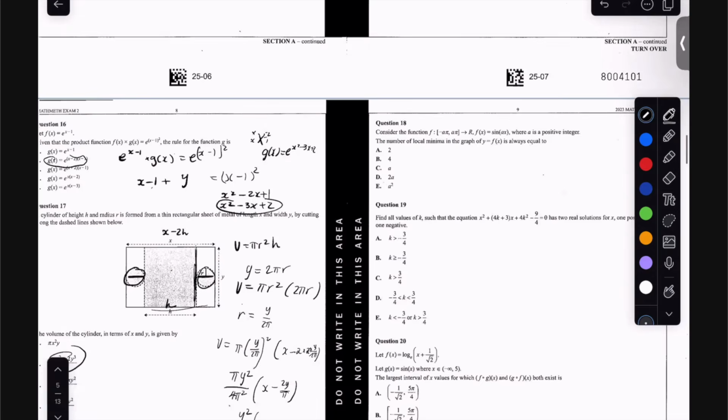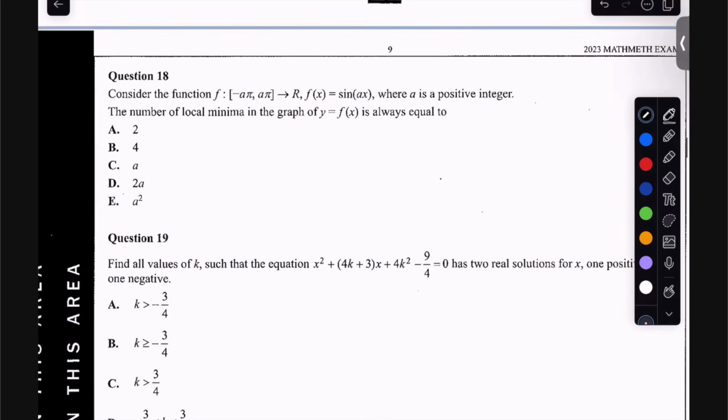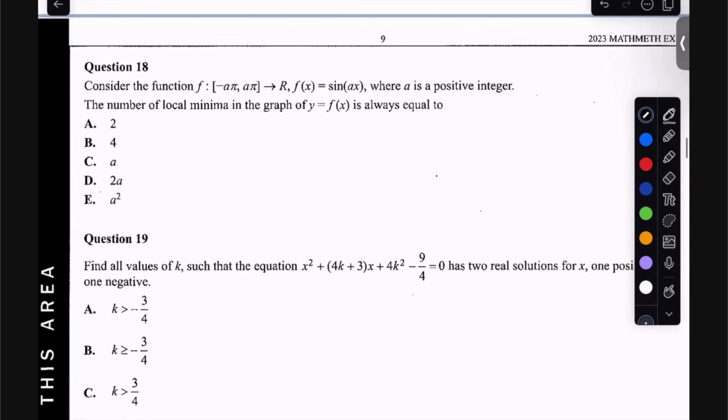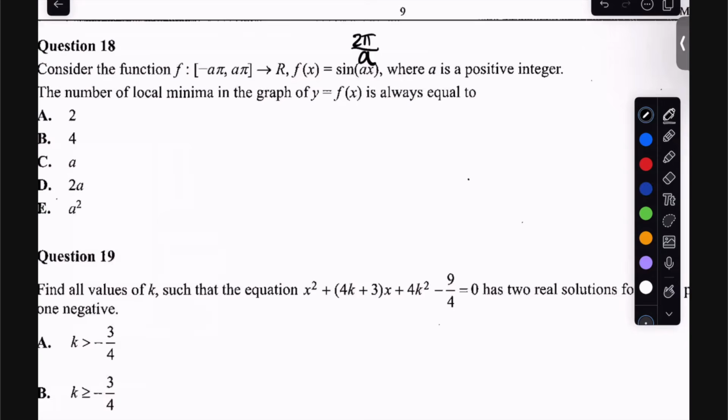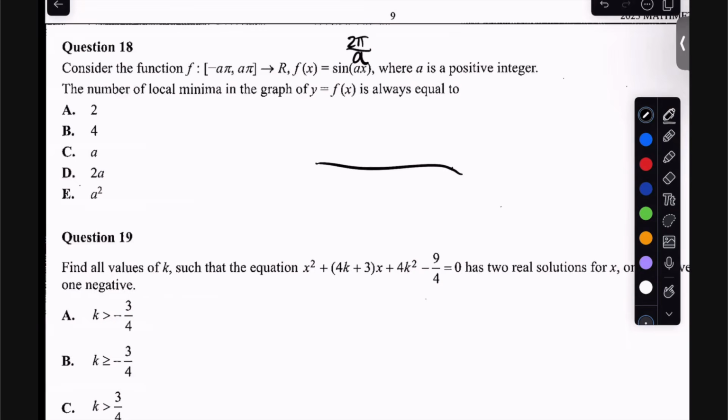Alright, now consider the function f with sine, where a is a positive integer. The number of local minima of the graph is always equal to... So if we just look at, okay, the period of this is 2 pi on A, right? In a normal sine graph, how many minimums do we have? This is just one period. We just have one per period, right?